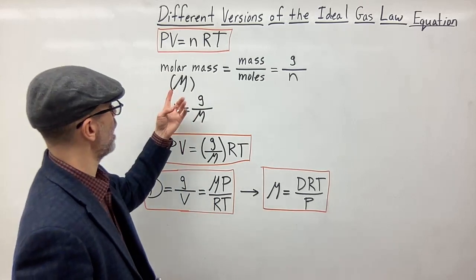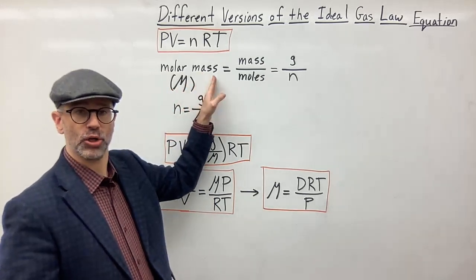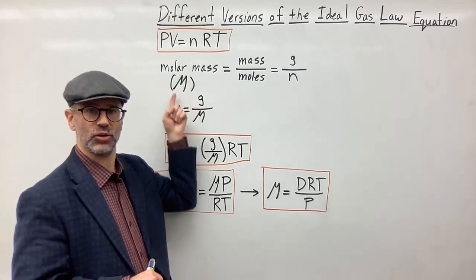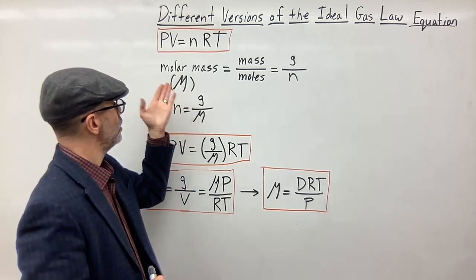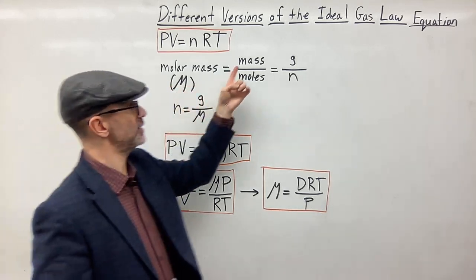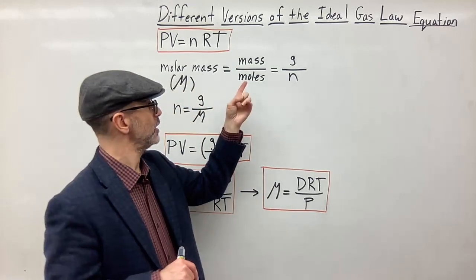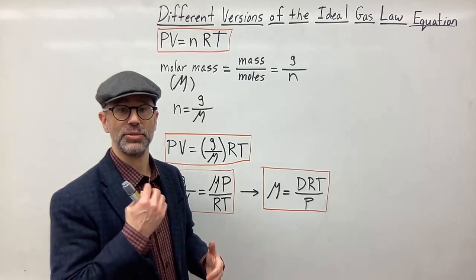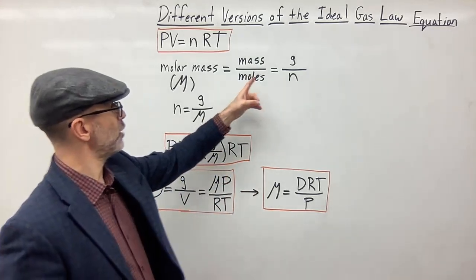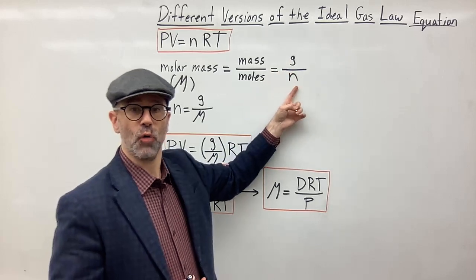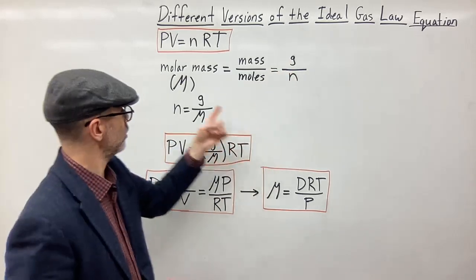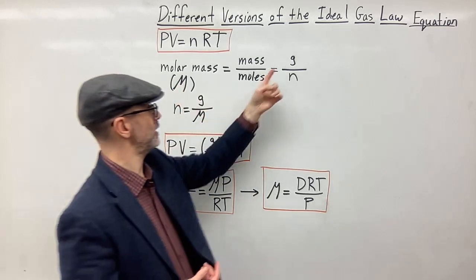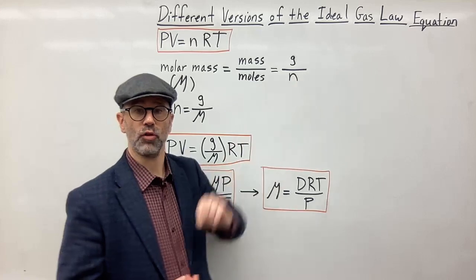So first I want to point out, we have to remember the molar mass, and here I'm going to use this kind of italicized M, this weird looking capital M. Molar mass is equal to the mass in grams divided by the number of moles. It's mass per mole, right? Mass in grams per mole. So if I write this as G for grams over n for moles, that's going to be equal to the molar mass, this M here. So molar mass is equal to grams G over moles n.